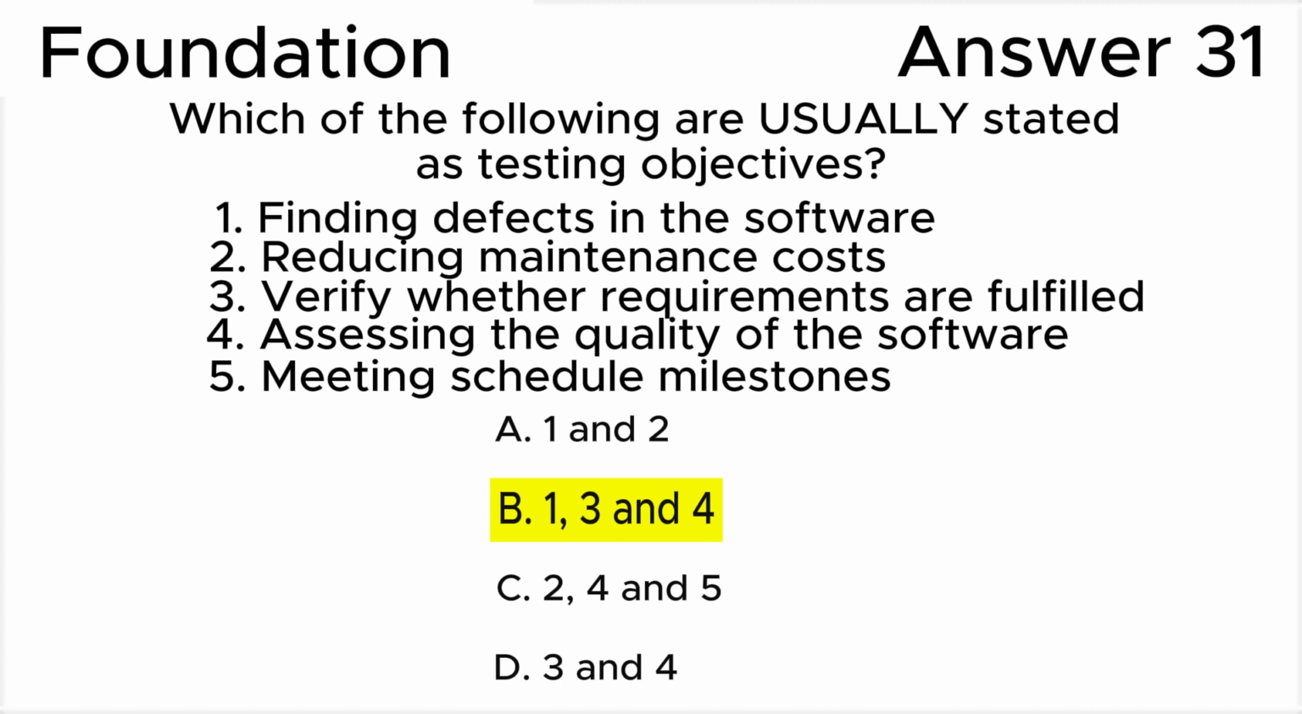Let's take a closer look at all the statements from 1 to 5 to find valid test objectives. Statement 1 is valid because finding defects in the software is a valid test objective. The second point in ISTQB Syllabus. Statement 2 is invalid because reducing maintenance costs is a management objective, not a test objective.